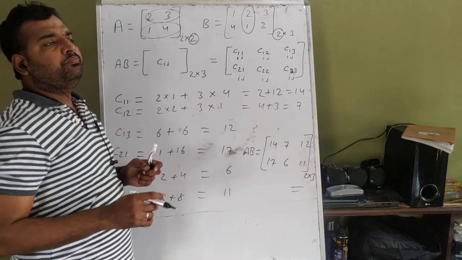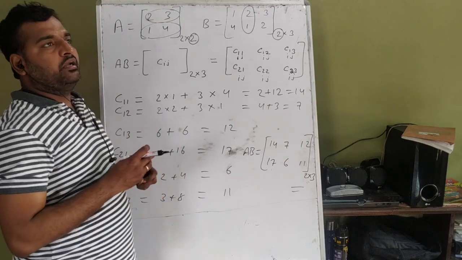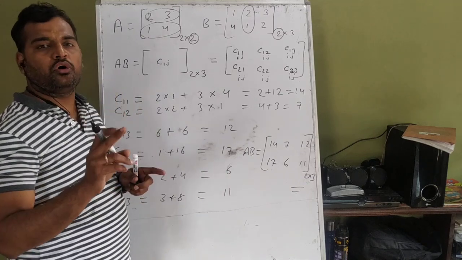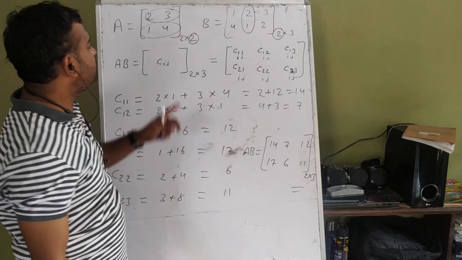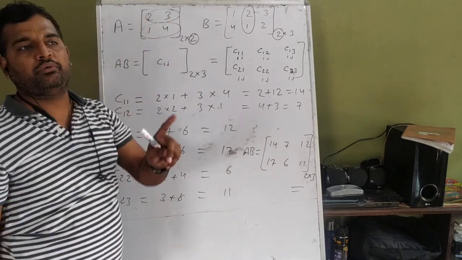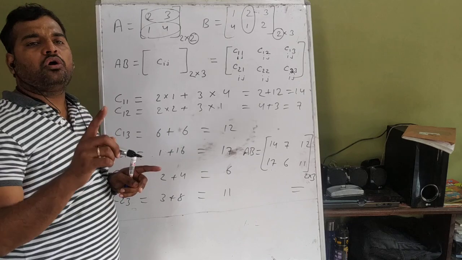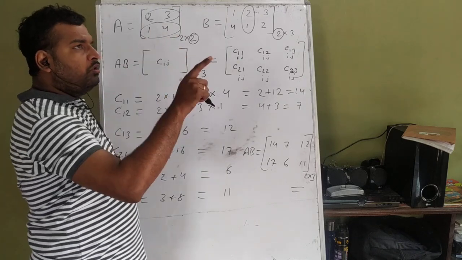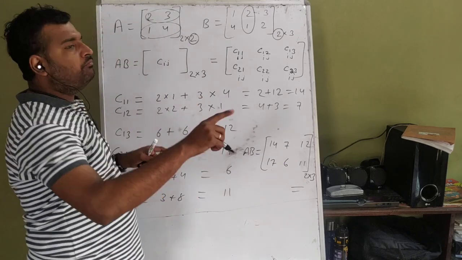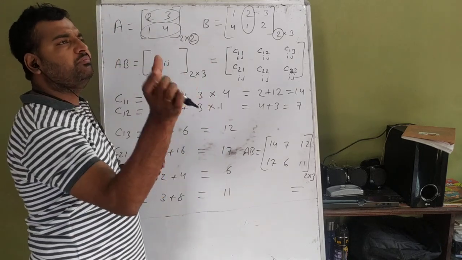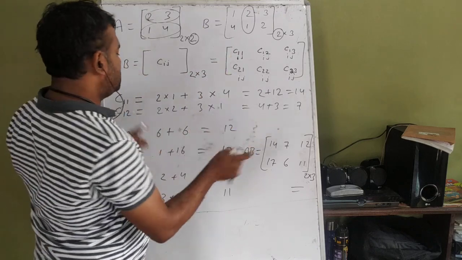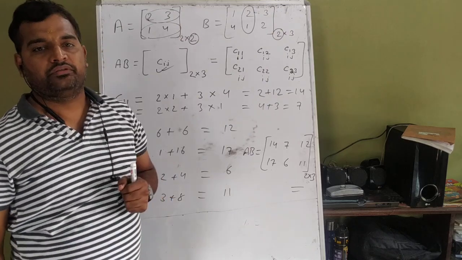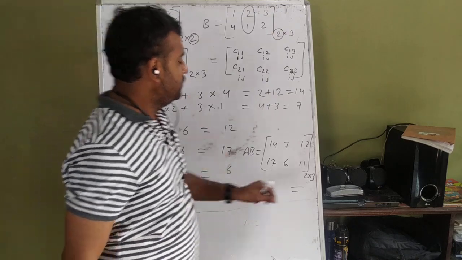How will the elements be given? The elements of the resultant will be given by the sum of the product of the corresponding elements of the ith row of the first matrix and the jth column of the second matrix. Simply you have to take the row of the first matrix and the column of the second matrix, take their corresponding element products, and their whole sum will be given by Cij, the elements of the resultant matrix. This is the very important point which we have discussed.